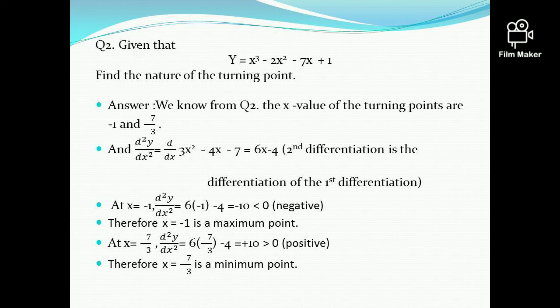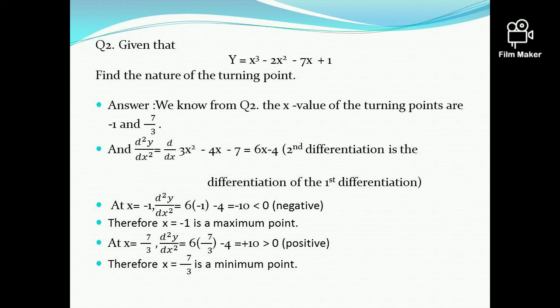Now, not like the previous question, the second differentiation answer involves the x coordinate. If you want to find the nature of the turning point at x equals minus 1, the first turning point, we need to substitute x equals minus 1 into the second differentiation, 6x minus 4. If you substitute minus 1 into that equation, you will obtain minus 10. Minus 10 is a negative answer. From our theory, we know if the second differentiation has a negative value, it's a maximum point.